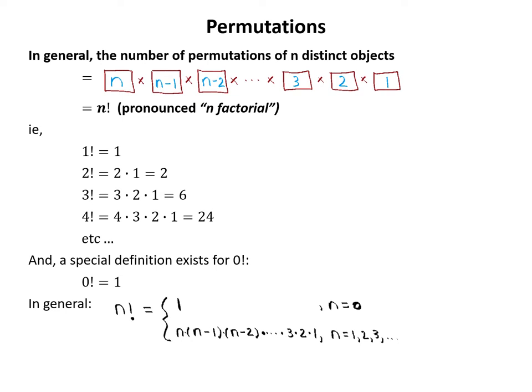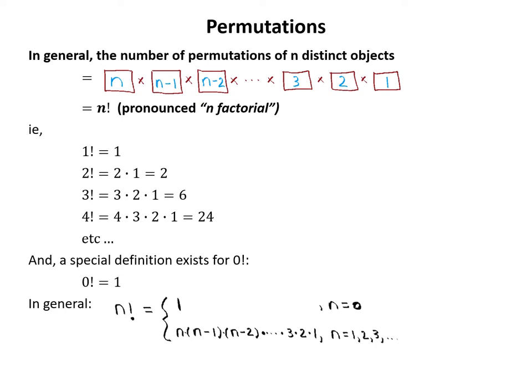Now there's a terminology that's commonly used for this, which is called n factorial. So it's the n with the exclamation mark, pronounced n factorial. And the rule for n factorial is as follows: 1 factorial equals 1, and 2 factorial equals 2 times 1, which equals 2, and 3 factorial equals 3 times 2 times 1, which works out to be 6. And hopefully by now you can see the pattern: 4 factorial equals 4 times 3 times 2 times 1, which works out to be 24, etc.